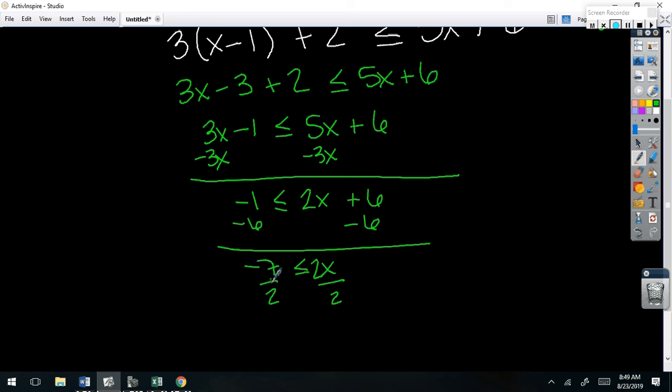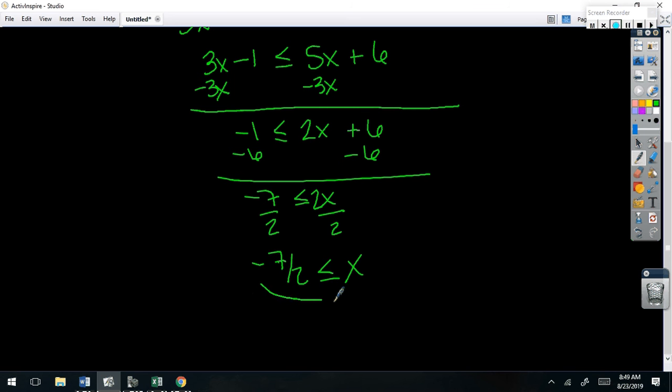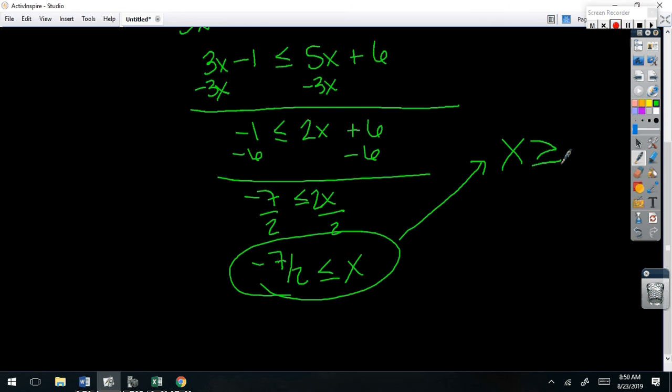Now, you're going to have to interpret your answer in interval notation. Okay? As you do interval notation, here's what you need to remember. This is not a less than problem, even though that sign's going that way. Okay? You have to put the variable first. This is really x is greater than or equal to negative 7/2. So in interval notation, tell me what that looks like. And if you need to put it on the number line first, do it.